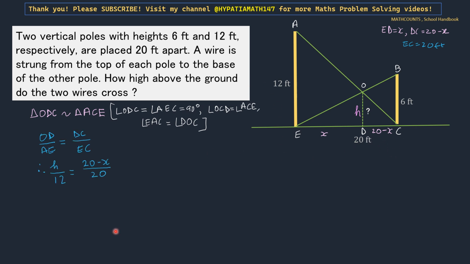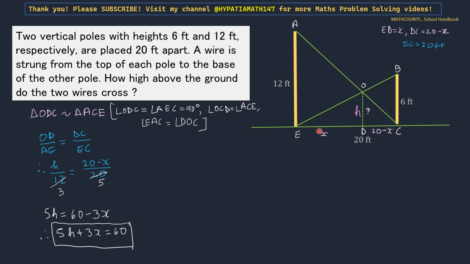So now we write down that OD out of AE. So OD out of AE is h out of 12, and that equals DC out of EC. So DC is 20 minus x, and EC is 20, so 20 minus x out of 20, and then we get an equation with h and x. 5h plus 3x is 60.